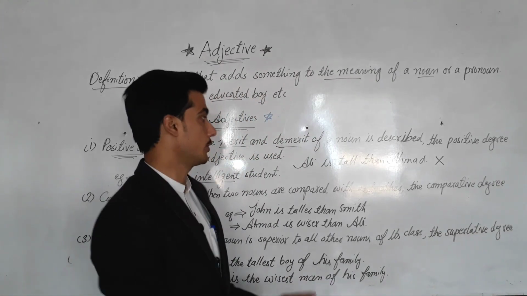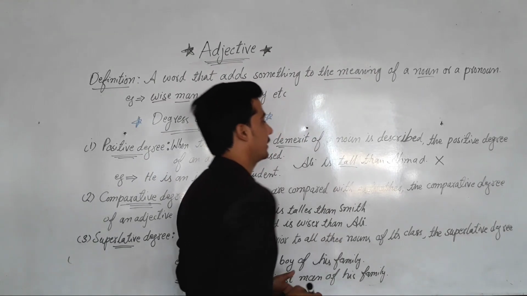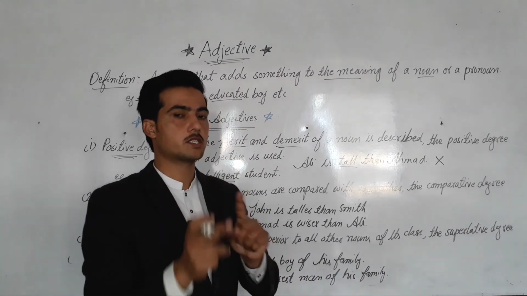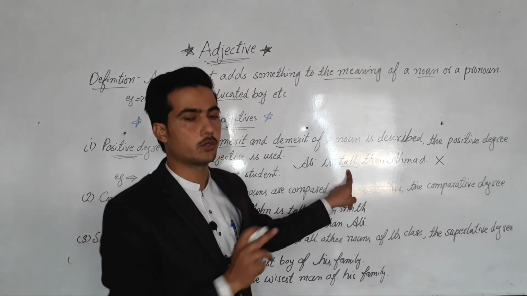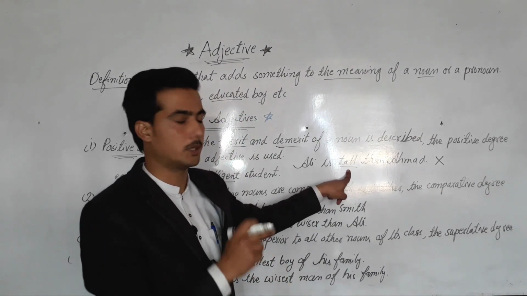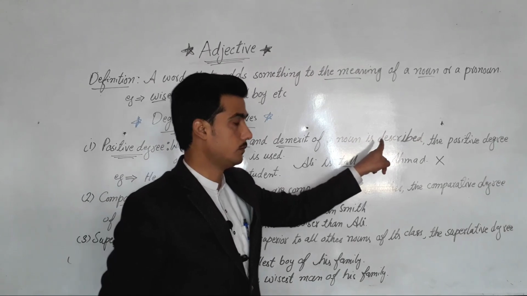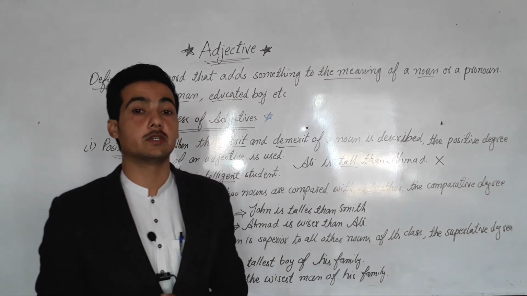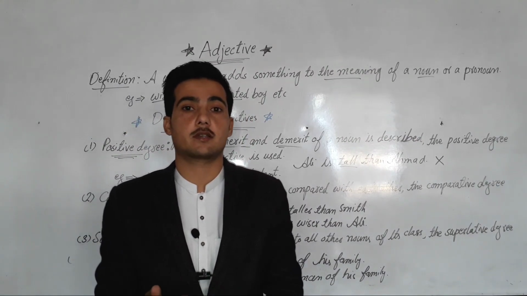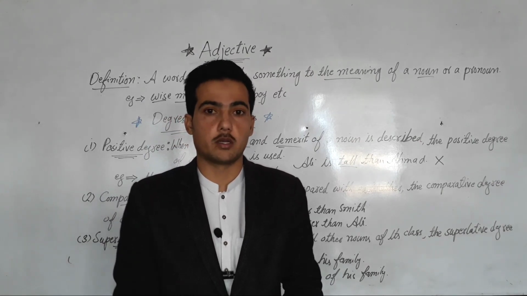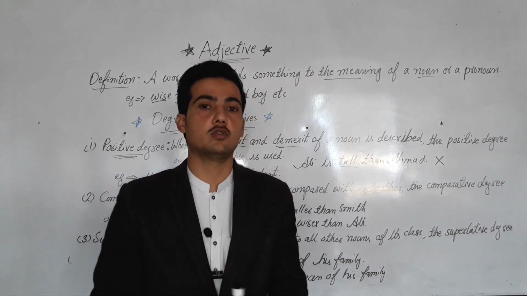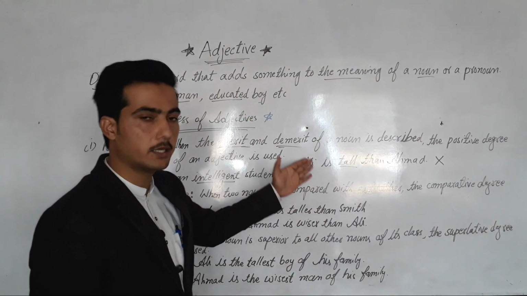Why will it be wrong? Because you have written the positive degree here and you are comparing two persons, Ali and Ahmad. So you need to write the comparative degree here. We will come to know about that after the positive one. So you will use only the positive degree when you want to describe only one person, not more than one. If you talk about more than two persons, we will come to know in the rest of it.